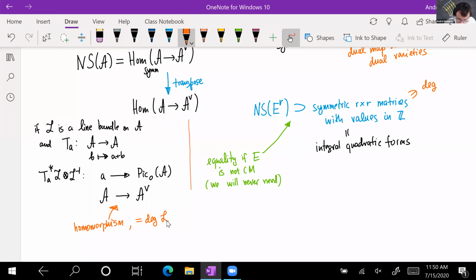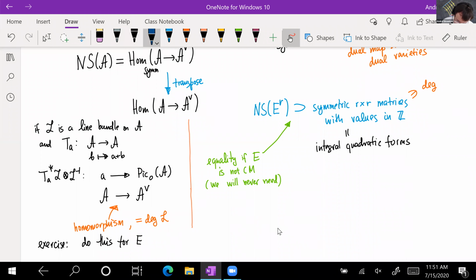And so this is an exercise: do this for E itself. Just check that this agrees with our previous definition. Anyway, going back to this side of the story, why are we only worried about integral quadratic forms? Well, it's because we're only worried about things like Thom bundles.